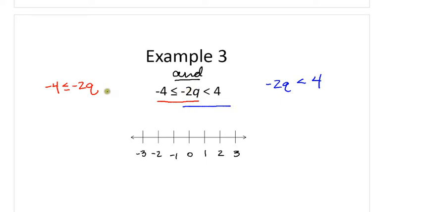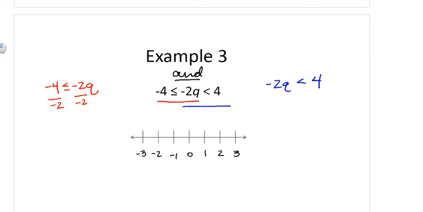I duplicate it. You can see that it's written over here with a -2q, and over here with a -2q. I basically just rewrote this center part twice. And so I'm going to solve this as two separate inequalities. In order to isolate q, I'm going to divide both sides by -2.